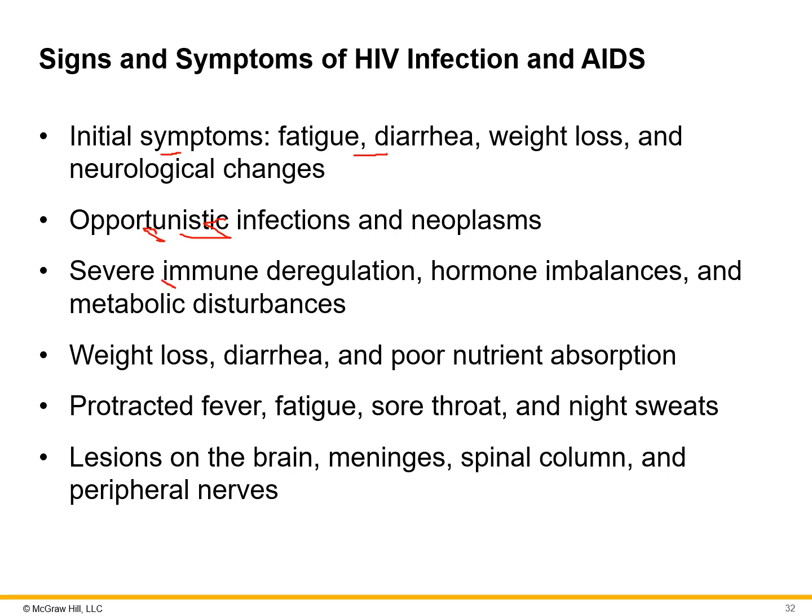This severe immune deregulation just means the immune system isn't being regulated the way it should be. We also get some hormone imbalances and some metabolic disturbances, and that can lead to weight loss, diarrhea, poor nutrition or absorption, so a lot of weight loss occurs due to that. Protracted fever, fatigue, again because we're not absorbing those nutrients, sore throat, night sweats, but then also lesions on the brain, or the meninges, the spinal column, or the peripheral nerves.